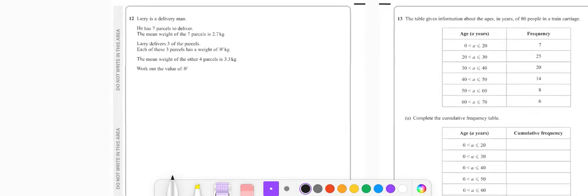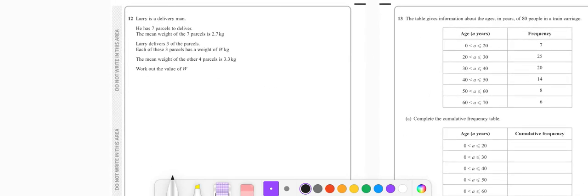Larry is a delivery man. He has 7 parcels to deliver. Mean weight of the parcels is 2.7. Larry delivers 3 of the parcels. Each of the 3 parcels has weight W. The mean weight of the other 4 parcels is 3.3. Work out the value of W. So this is all about totals.